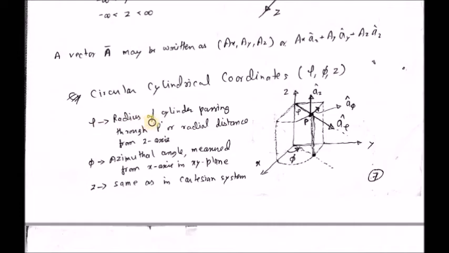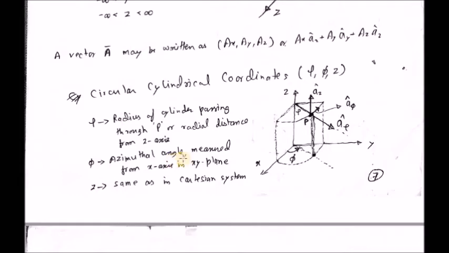where rho is the radius of, okay, this is the cut section or view of circular cylindrical coordinates. Here this is the point P, and rho is the radius of the cylinder passing through P, or the radial distance from the Z axis. So it is the radial distance of point P from this Z axis.